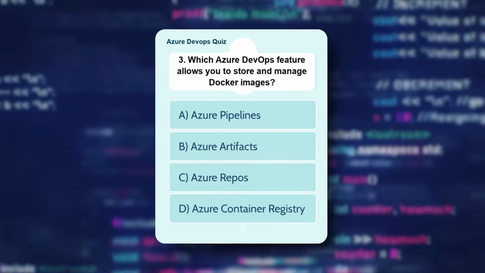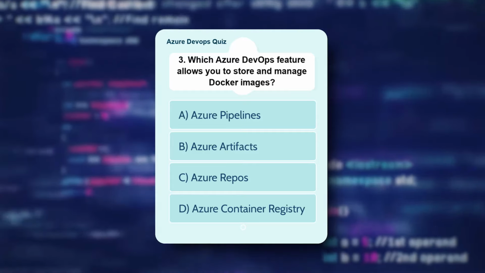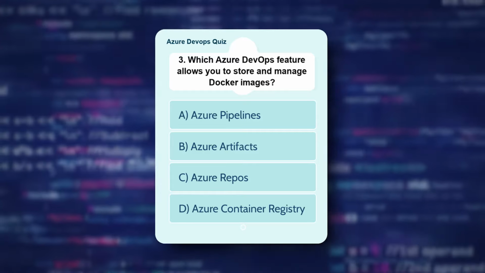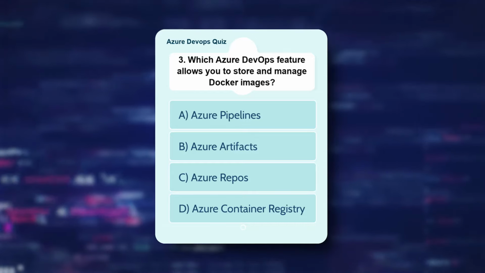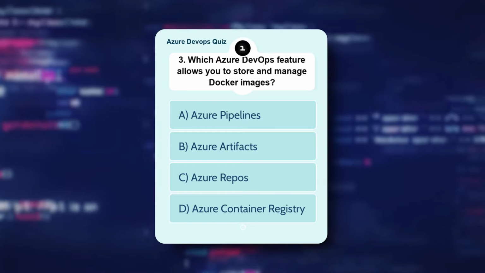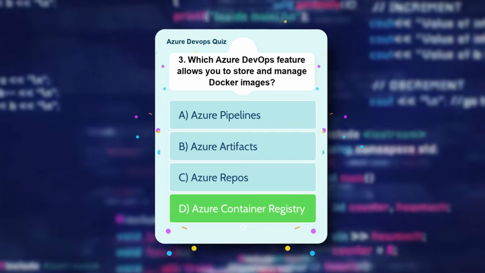3. Which Azure DevOps feature allows you to store and manage Docker images? A. Azure Pipelines. B. Azure Artifacts. C. Azure Repos. D. Azure Container Registry. Answer. D. Azure Container Registry.